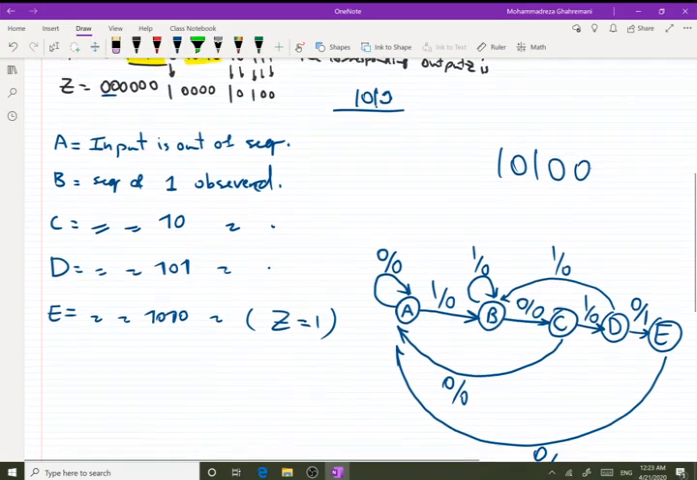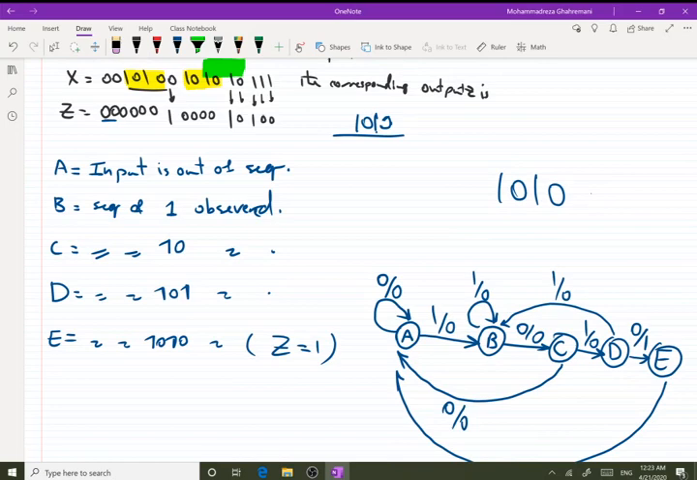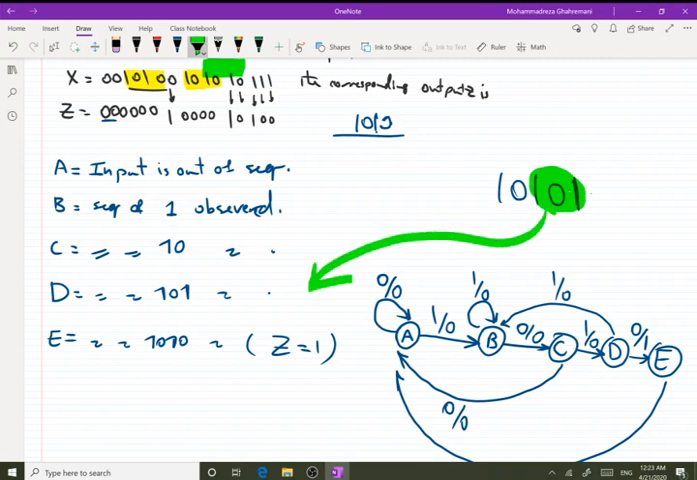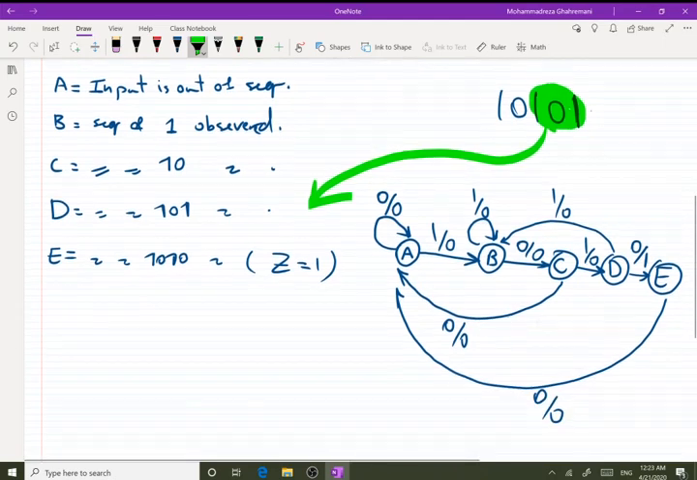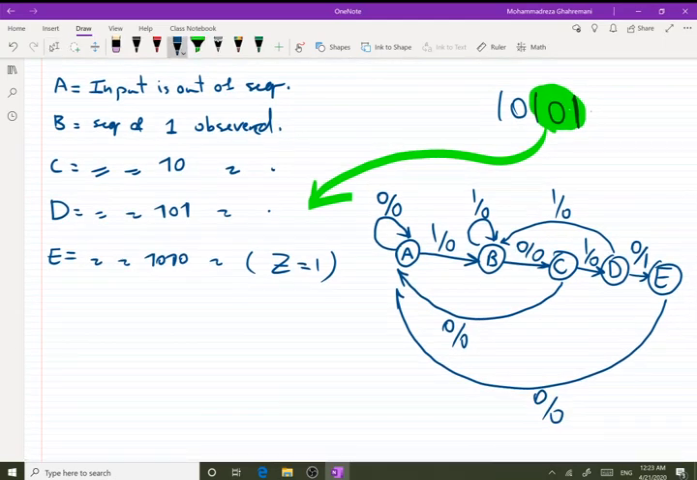Now, what if at state E, 1 is observed? If in state A we observe 1 0 1, we can consider this part as a sequence. And this one is state C, so we can say the state will change to D. So if 1 is observed, it will change to state D.